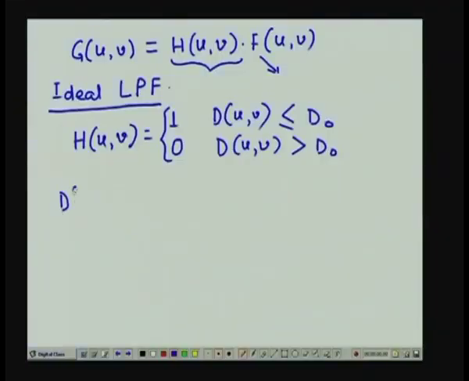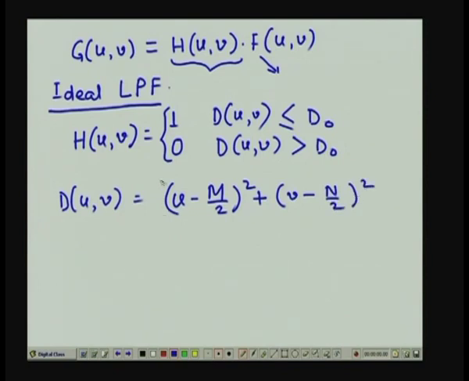Now, if the Fourier transform F(u,v) is the centered Fourier transform, that means the origin of the Fourier transform rectangle is set at the middle of the rectangle, then this D(u,v), the distance value, is simply computed as the square root of (u minus M by 2) squared plus (v minus N by 2) squared, where we are assuming that we have an image of size M by N. So, for an M by N image size, D(u,v) will be computed like this if the Fourier transform F(u,v) is the centered Fourier transformation.